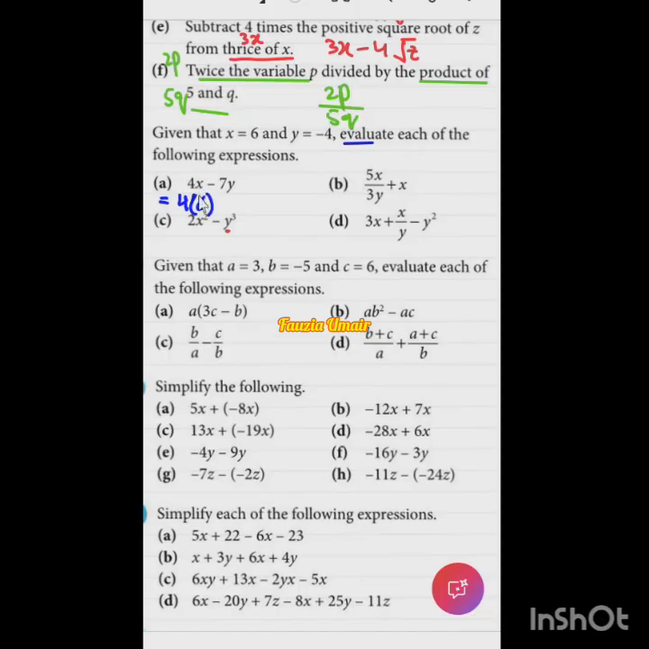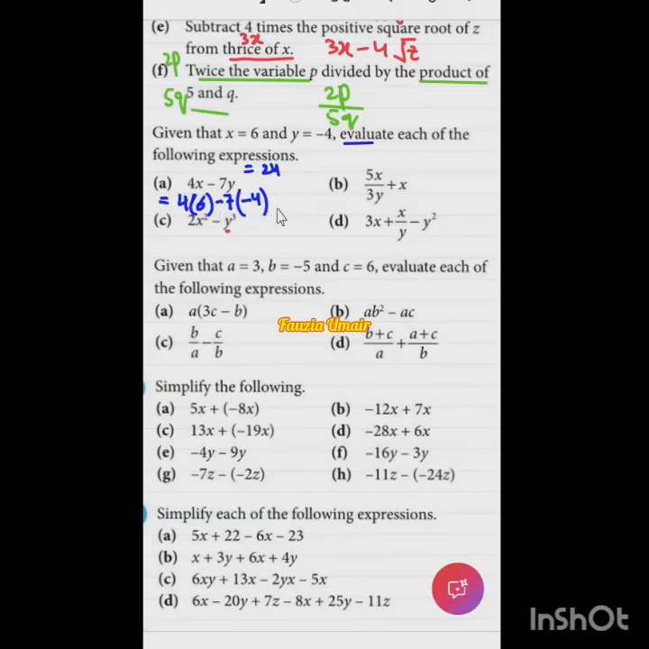Wherever the variables are, just use brackets and put the values of the variables. Minus 7 multiplied with minus 4, right? Now can you solve it? What is the answer of this? 6 fours are 24. Now this is very important. Minus 7 multiplied by minus 4. What would be the answer? 28.